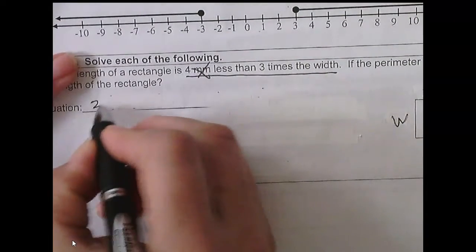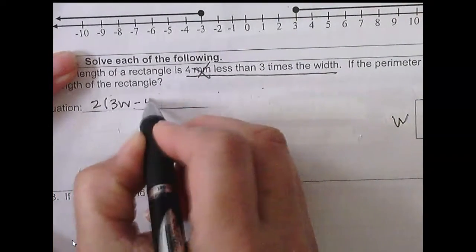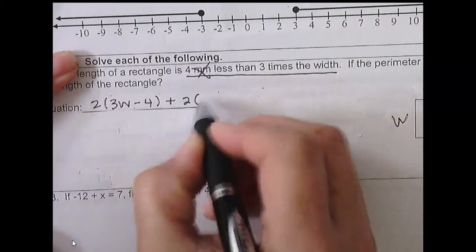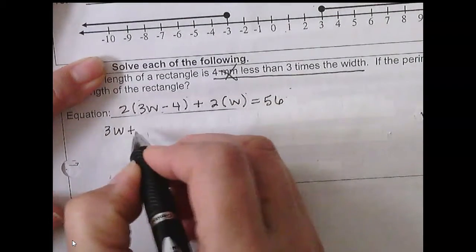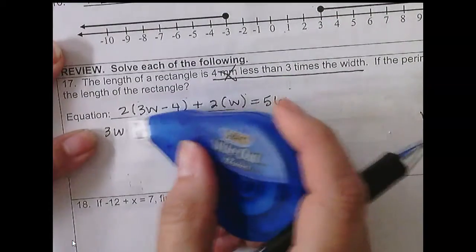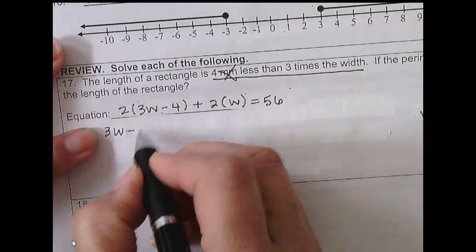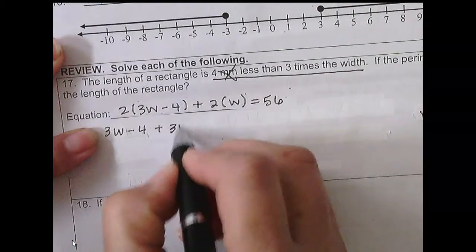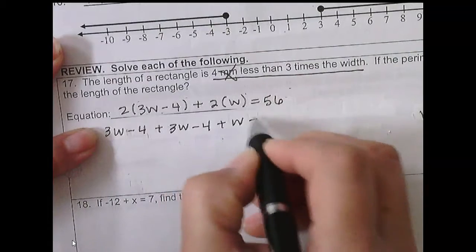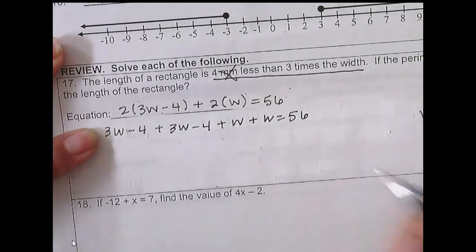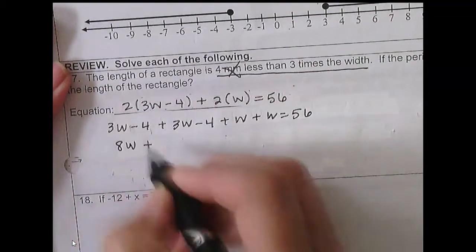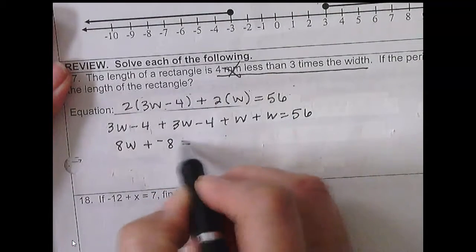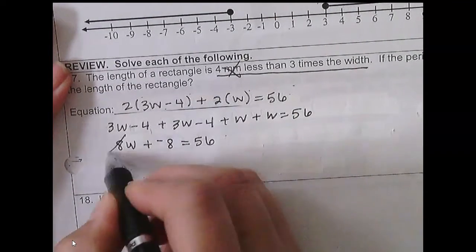So I'm going to have 2 sets of 3w minus 4, and I have 2 sets of w, and all of that equals 56. Now if you want addition, you would have 3w minus 4 plus 3w minus 4 plus w equals 56. How many w's do you have? 3 and 3, 6, 7, 8. 8 w's plus, isn't that negative 4, negative 4? Negative 8 equals 56. Wouldn't that be your triangle?